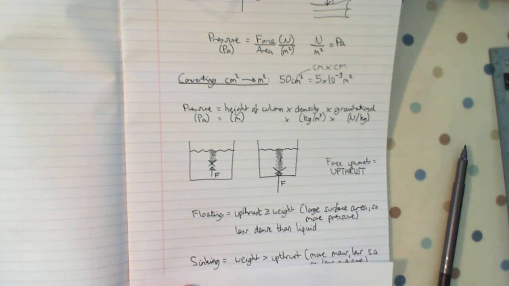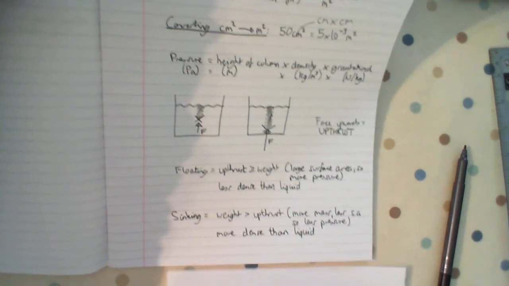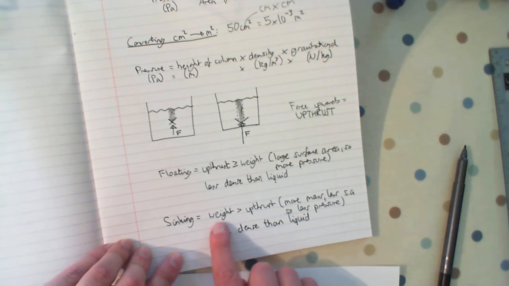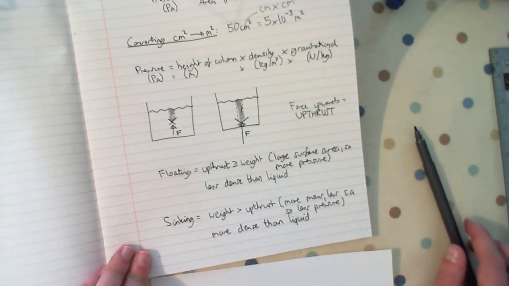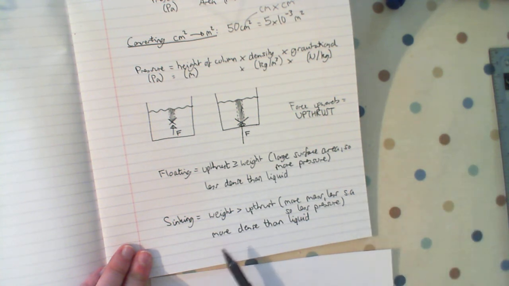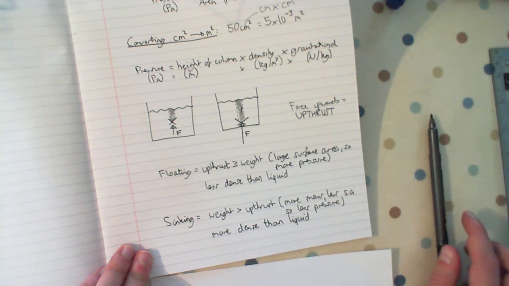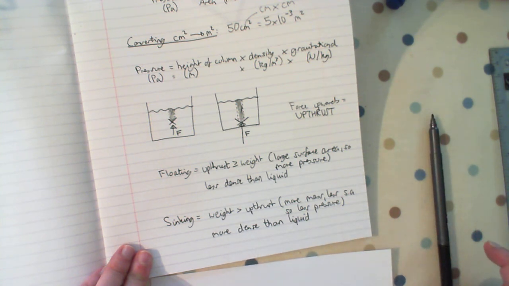To cause something to sink, the weight, the force downwards, needs to be greater than the upthrust. So we have more mass or smaller surface area, so we get a greater pressure. And we also want it to be more dense than the liquid. For example, if we use a lead cube, lead is denser than water, so lead will sink.